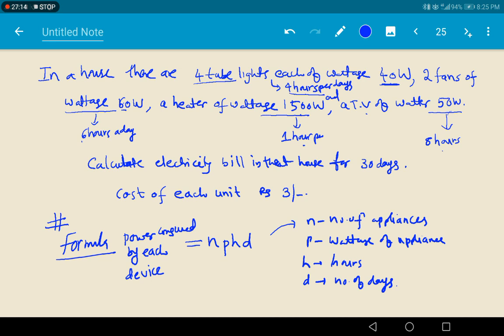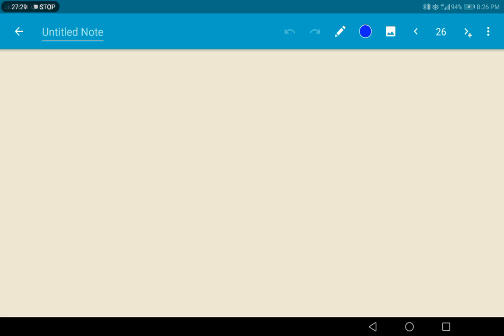Okay, let us find out. First we should find out the power consumed by each device, and later we should add the total power consumed by each device, then we are going to get the answer. Okay, let us do it in detail. So I am writing power consumed by tube lights. So what is the formula? NPHD is the formula.